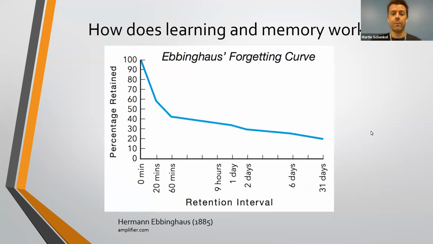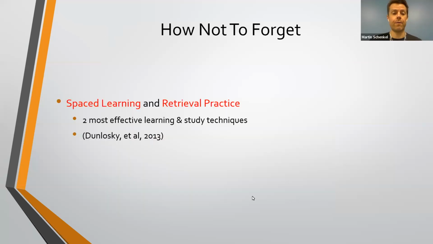But it can be overcome. So how can we overcome this forgetting curve? Well, two main principles: spaced learning and retrieval practice. A large study was done in 2013, Dunlosky et al. They examined a dozen or so learning and study techniques, and they determined that the two most effective learning and study techniques were spaced learning and retrieval practice.